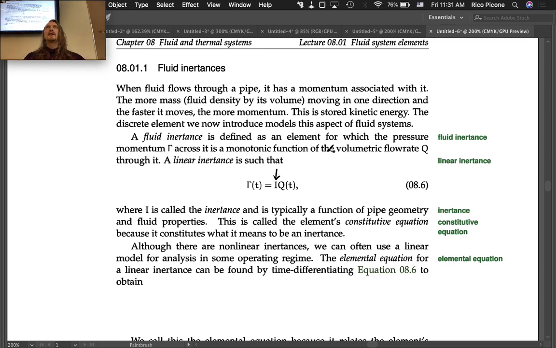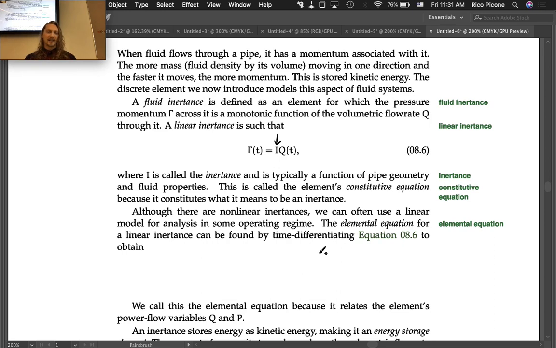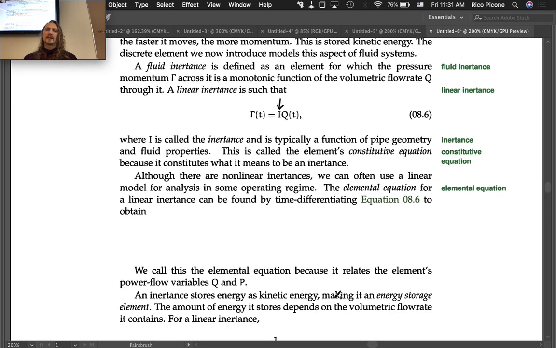I will constantly call this a fluid inductor because that's the analog with electrical systems. Inertance is just a really hard word to say, and not a super common word either, but it's probably the best word. It's consistent with the textbook, so I try to stick with that. Although there are nonlinear inertances, we can often use a linear model for analysis in some operating regime.